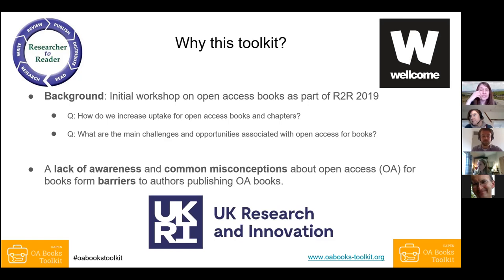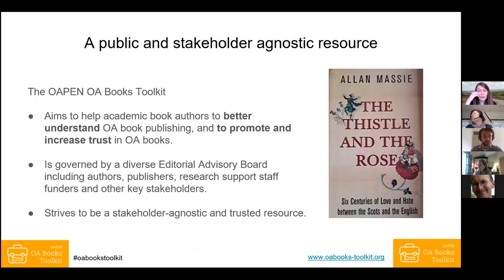So this led in the 2019 R2R session. We ran a workshop along with some friends from Springer Nature, and we chose to look at the challenges associated with open access to books. And the discussion showed there really was a clear demand for further support and education on the options available to authors. So we approached OA Penn as a possible stakeholder agnostic home for a toolkit. And we were really delighted when they agreed to work together with us on this.